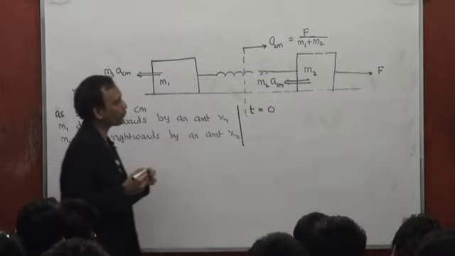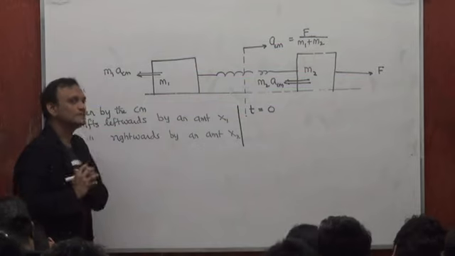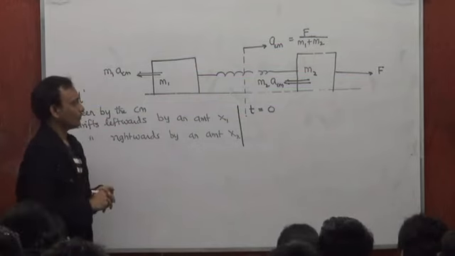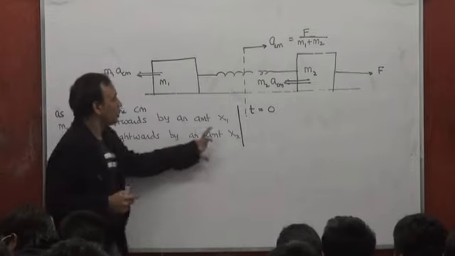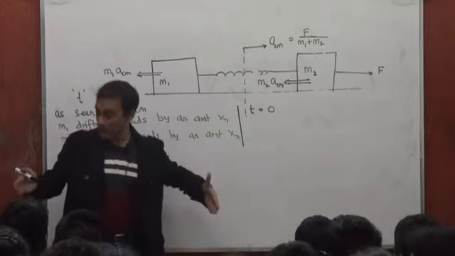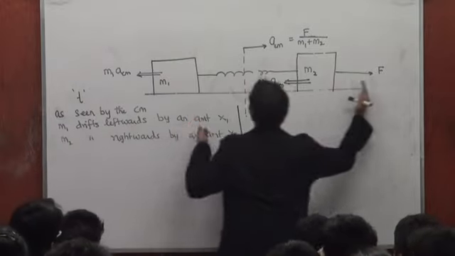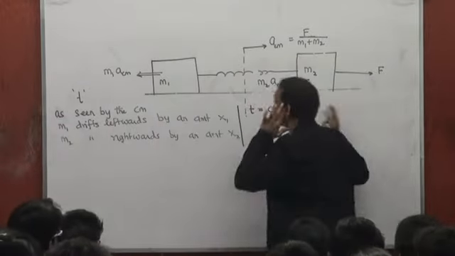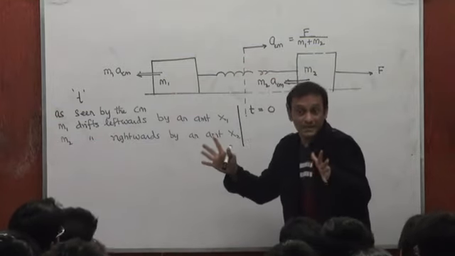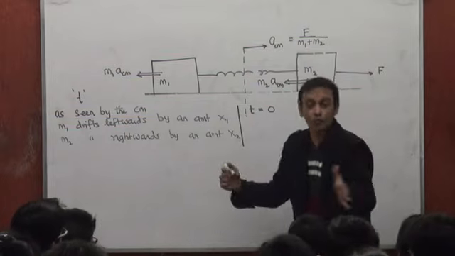Now, one thing, the elongation in the spring up to this instant of time is x1 plus x2. Yes or no? Because this is moved to the right by an amount x2, this is moved to the left by an amount x1 as seen in the center of mass frame. So the elongation in the spring is x1 plus x2.